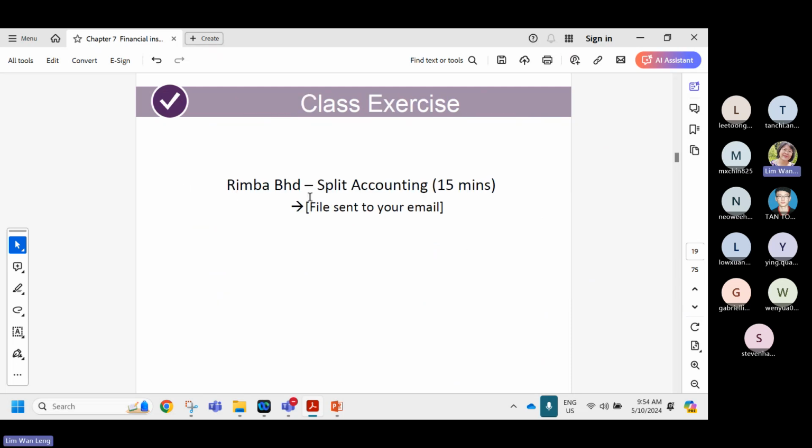We have this Rimba Berhad exercise, which I believe I have given to you by way of email. So you can go and do the exercise on Rimba Berhad. I'll give you 15 minutes to do it.